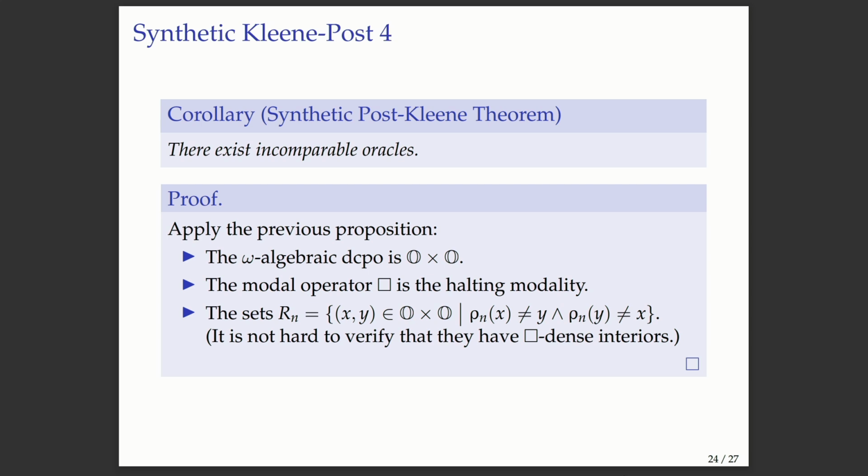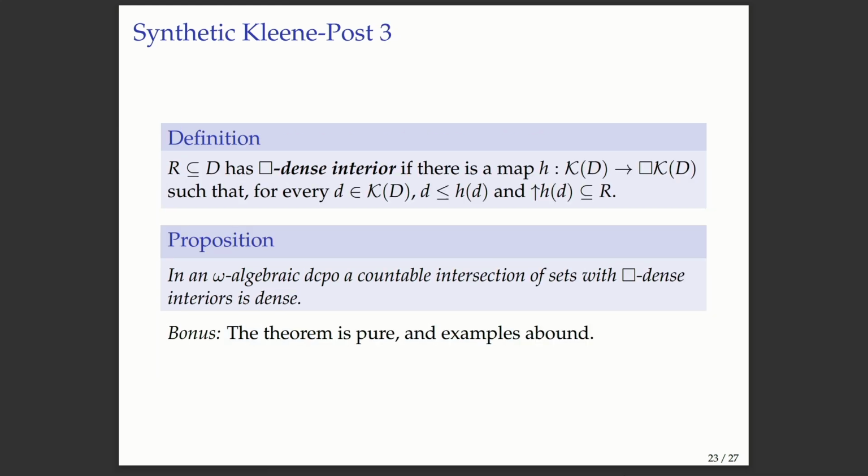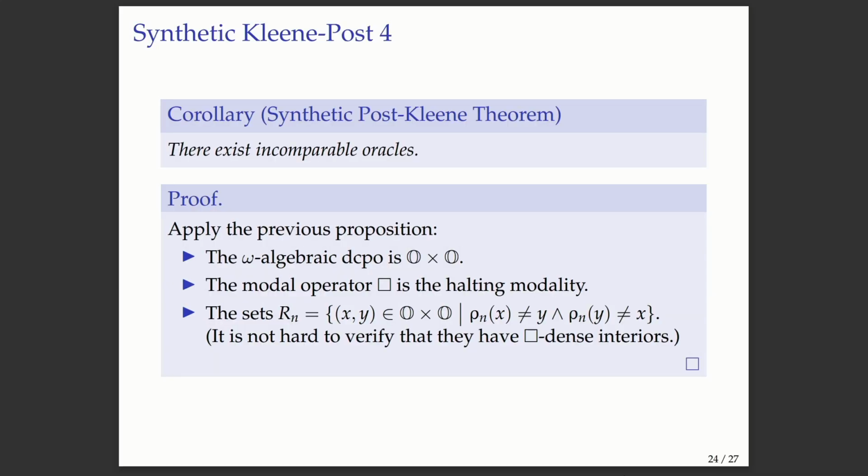And the sets are the ones that we wrote down, namely the ones where Rn guarantees that the nth reduction does not reduce x to y or vice versa, and it's actually not that hard to verify that these do have box-dense interiors. So we get our synthetic Kleene-Post this way. Well, this is the particular one. I consider this proposition, which is about arbitrary DCPOs, to be the synthetic one. And so we have a modal Baire category theorem. So that's the Kleene-Post theorem from computability theory.